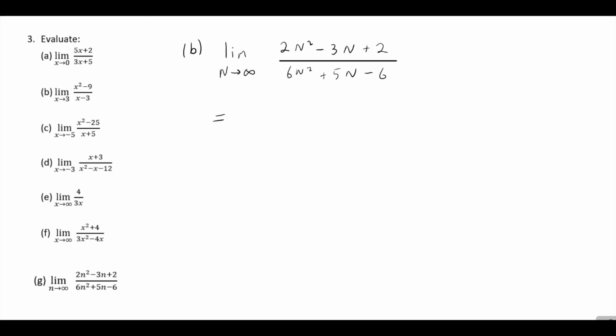So for this one, we're going to use the same method again. What we need to do is divide by the highest power. So just to explain that, this time we're picking n instead of x. It's the same thing, except we're just using a different letter. If this was n to the power of 4, n to the power of 6, whatever the highest power is, that's the one we need to divide everything by. But in this, it's n squared, so that's what we're going to divide everything by.